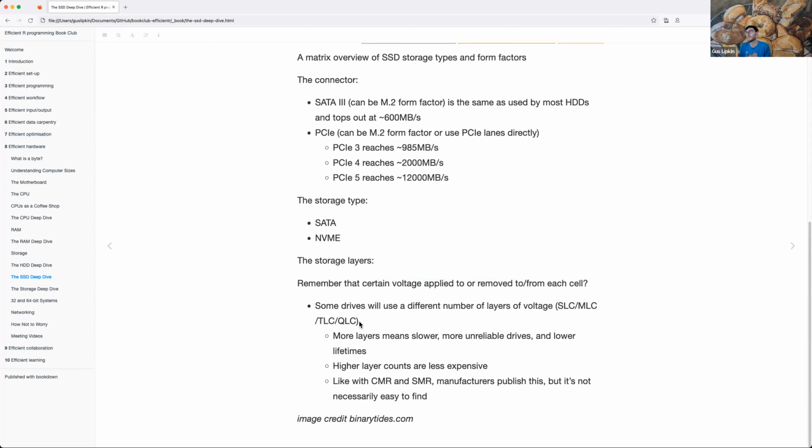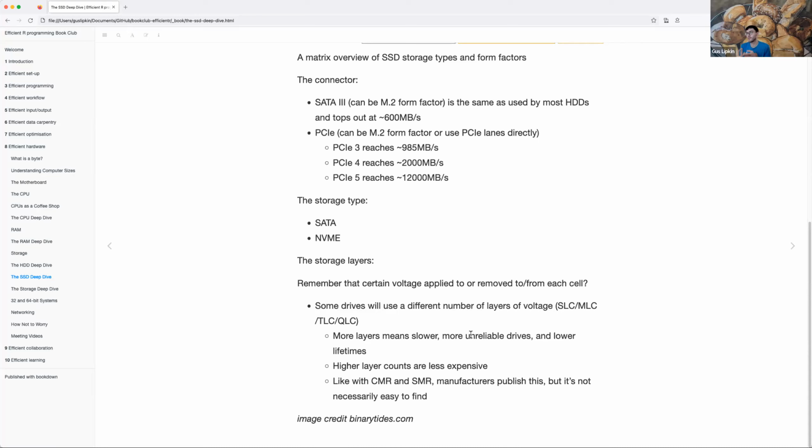And that essentially takes, instead of saying 0 and 1, multi-layer will say 0.5 or 1. And then triple layer will do 0, 1/3, 2/3, and 1. And more layers means slower, more unreliable drives because that difference in voltage between one level and the next starts decreasing. Higher layer counts are less expensive, but again, they have lower drive lifetimes and they're a little bit slower.